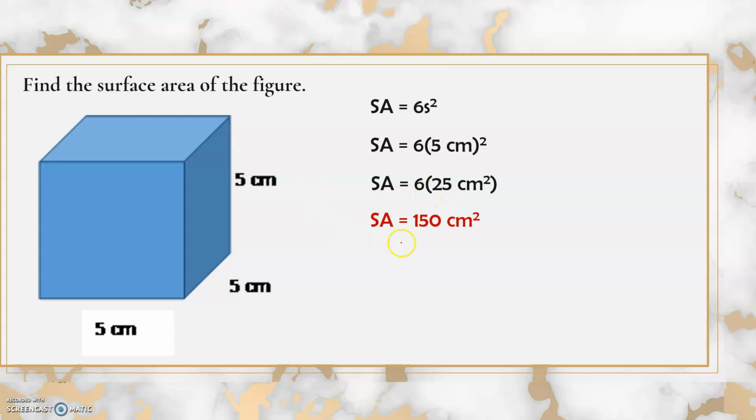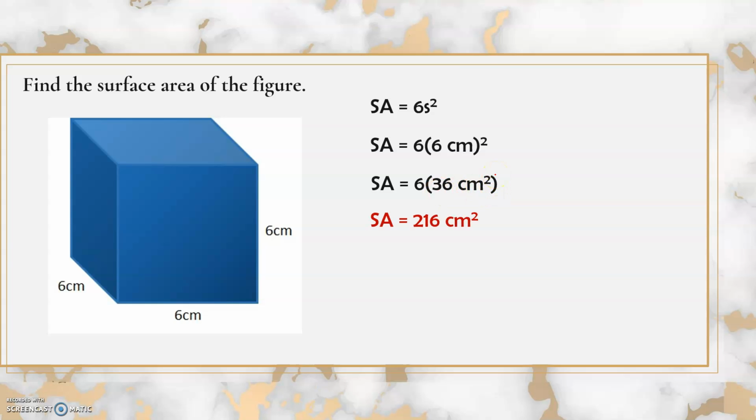Next, this time we are given a cube whose side measures 5 centimeters. Again, following our formula, we'll have 6 times 5 centimeters squared is equal to 6 times 25 square centimeters, which is equivalent to 150 square centimeters. So the surface area of this cube is 150 square centimeters.